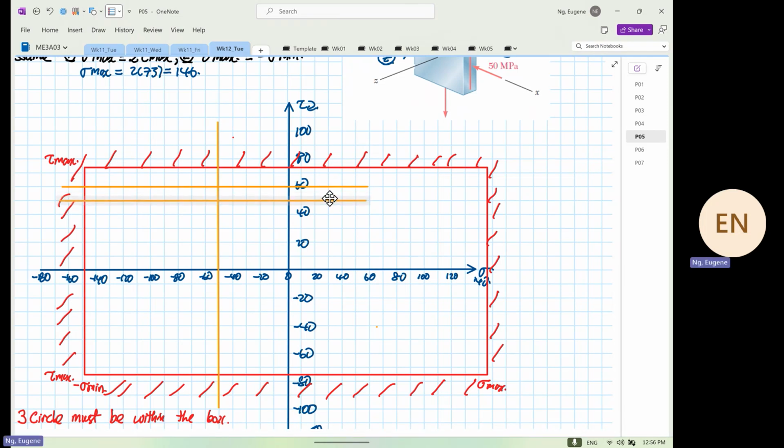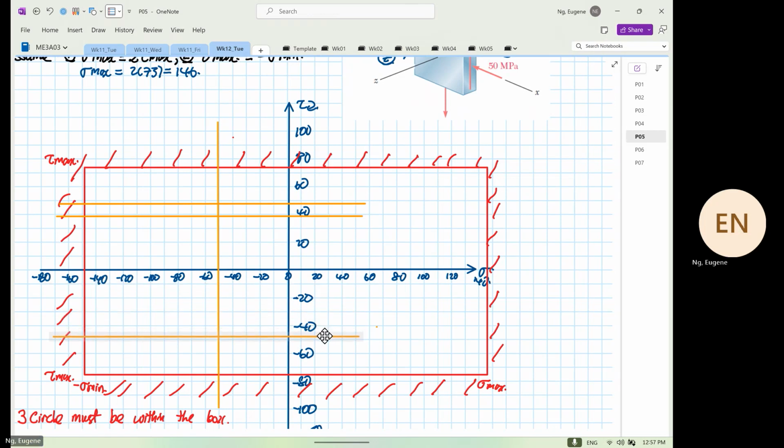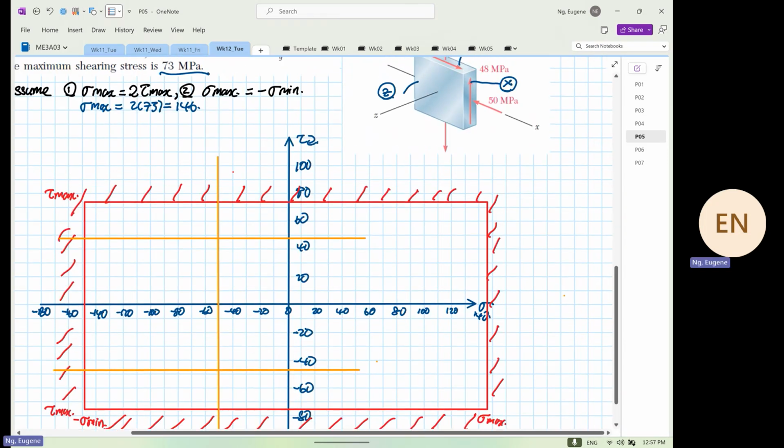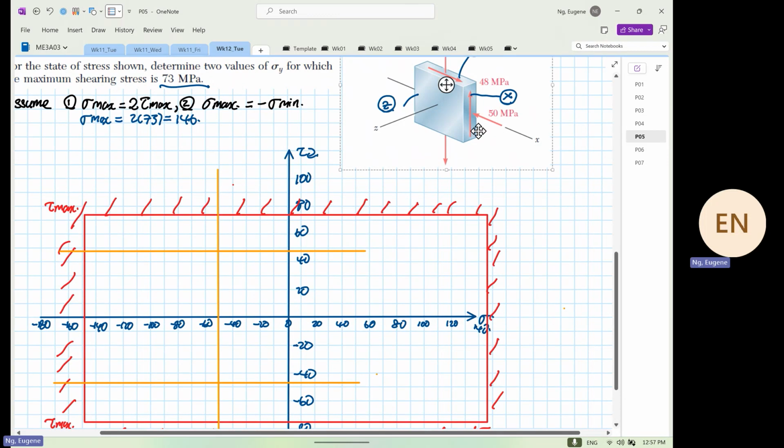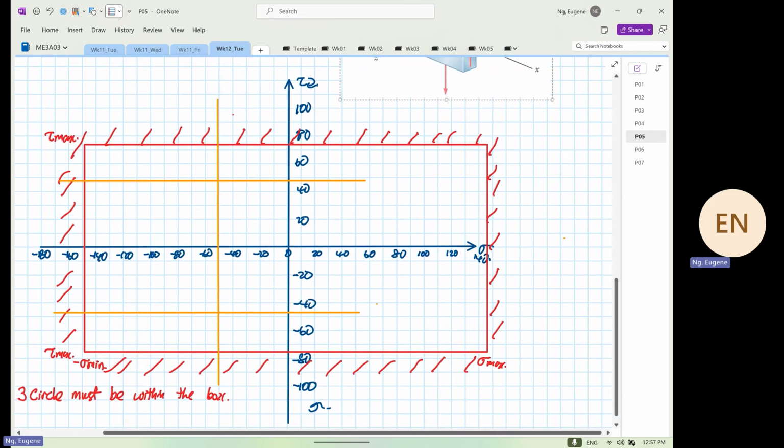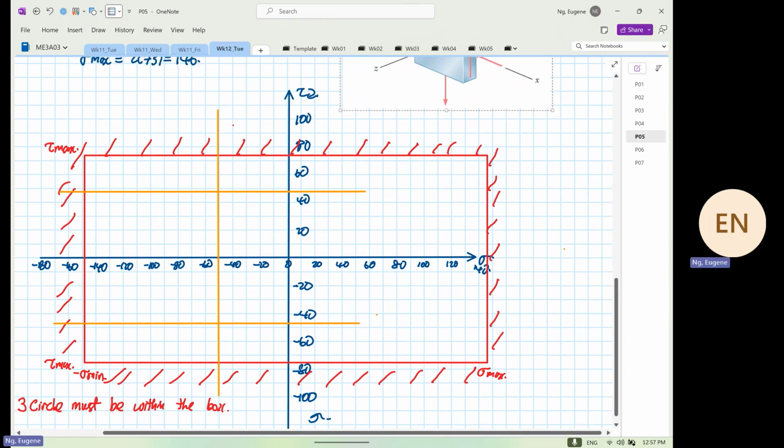So 50, 48, so 48. This is 40. That's about 48 that I can do. And this is about 48. And then the element is going to rotate what? At point X, the element is going to rotate clockwise. Clockwise is clockwise, no, anti-clockwise.